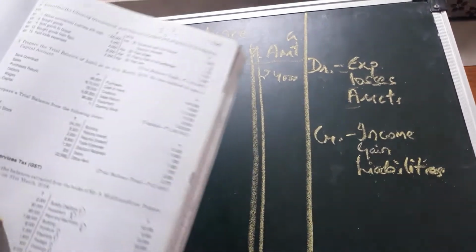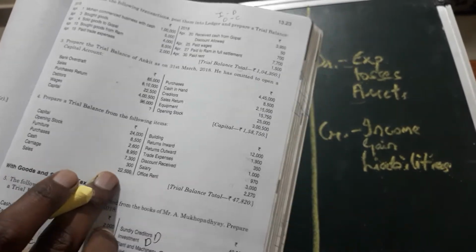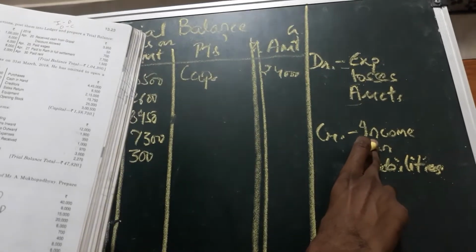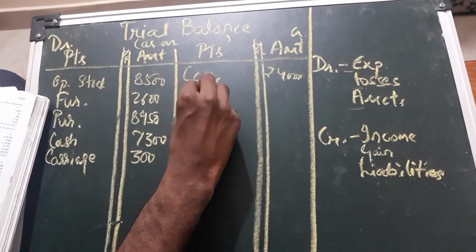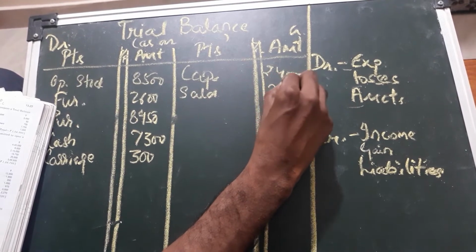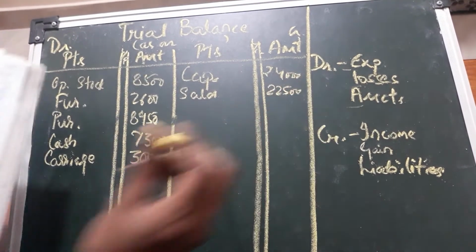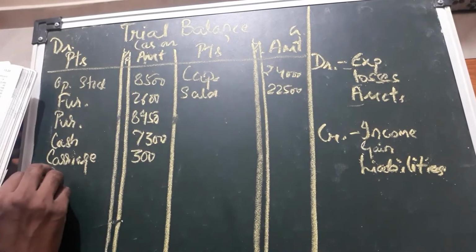Then sales. Sales is an income for the business. It comes on the credit side. Next one is building. Building is an asset, so debit side.